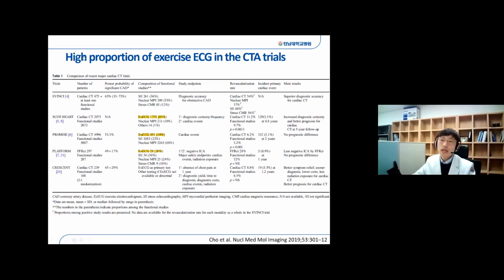So in the SCOT-HEART and CRESCENT trials, the only two trials which had shown a better prognostic outcome for cardiac CTA, had a very high proportion of exercise ECG or even used exercise ECG as the primary screening test. So these trials cannot conclude that cardiac CTA is significantly better or superior to other functional studies, including nuclear imaging, but probably better than exercise ECG only.